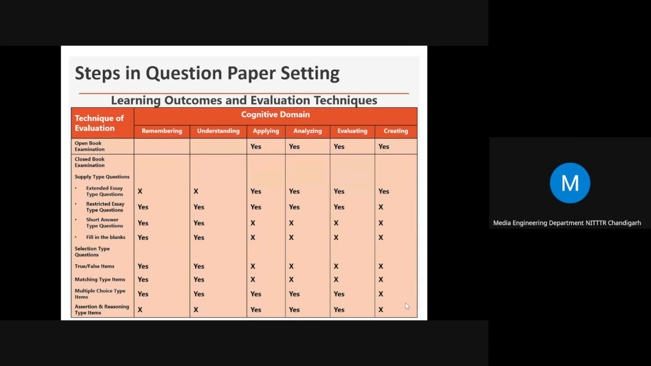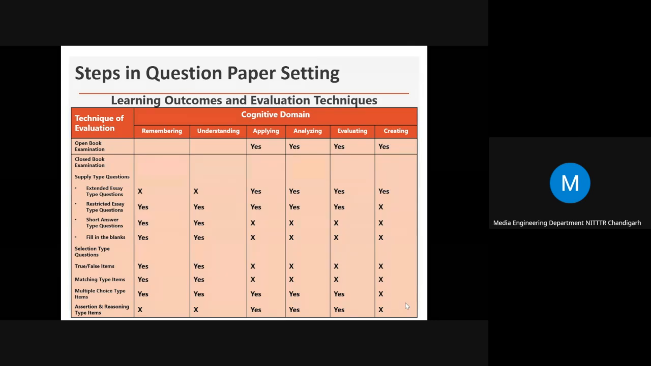So this is a general guideline suggested in the examination reforms policy published by AICTE, that what kind of item is suitable at what level, right? If we are interested in evaluating these higher levels, then open book examination is one choice which we can have. But right now we are discussing the question paper setting for the limited hour examination, not for the open book examination.